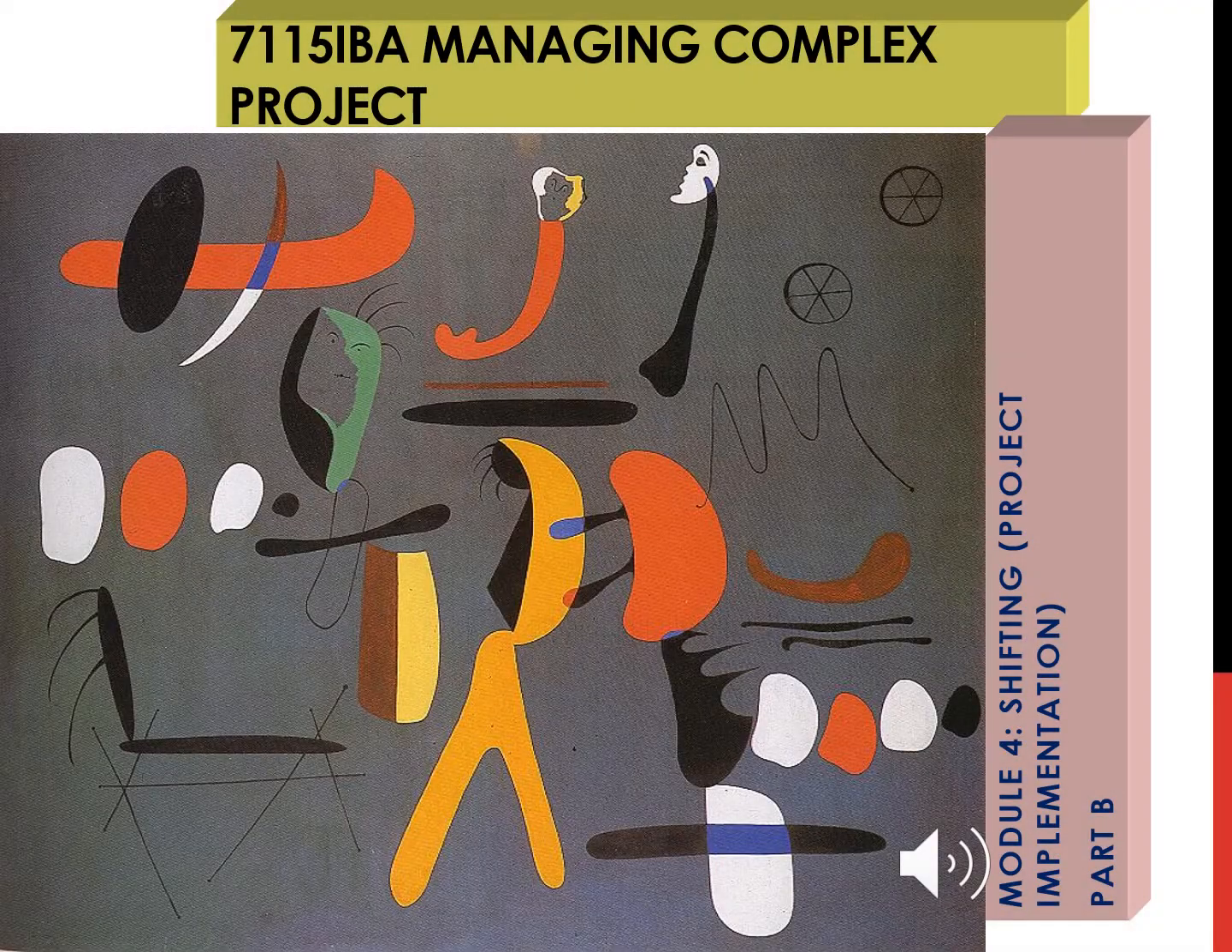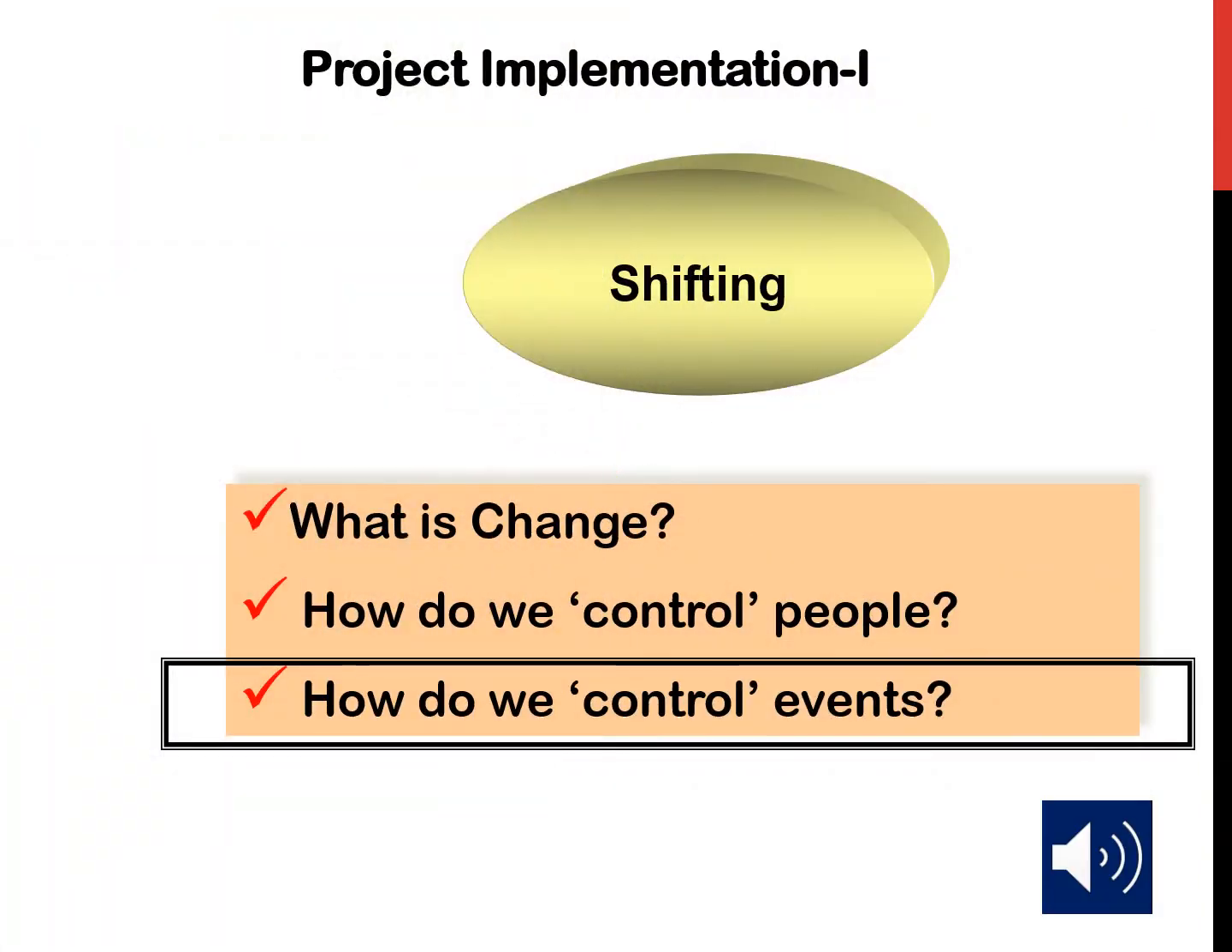In this part, we will discuss how we control events. Of course, we know that we cannot control events, but we can influence how people perceive events. By helping to interpret events, we can influence how events are perceived by people. Specifically, there are two things that we can do in order to influence events and how people perceive those events.